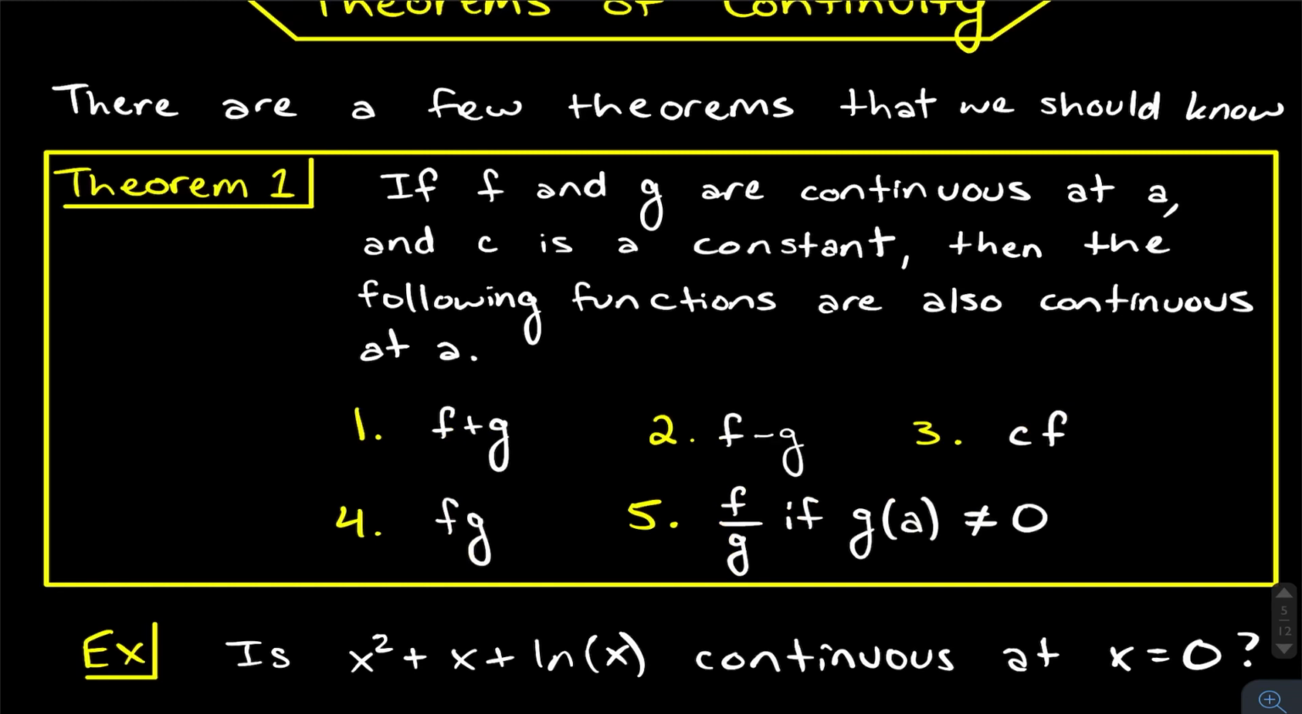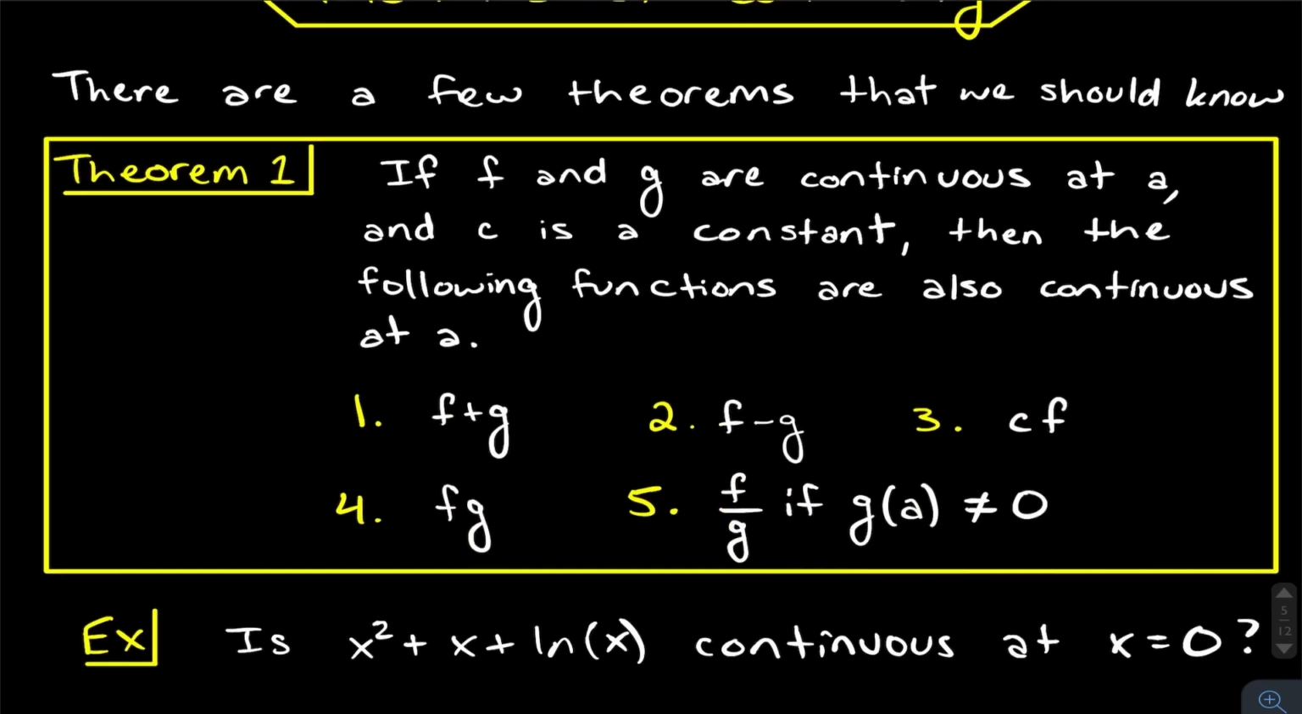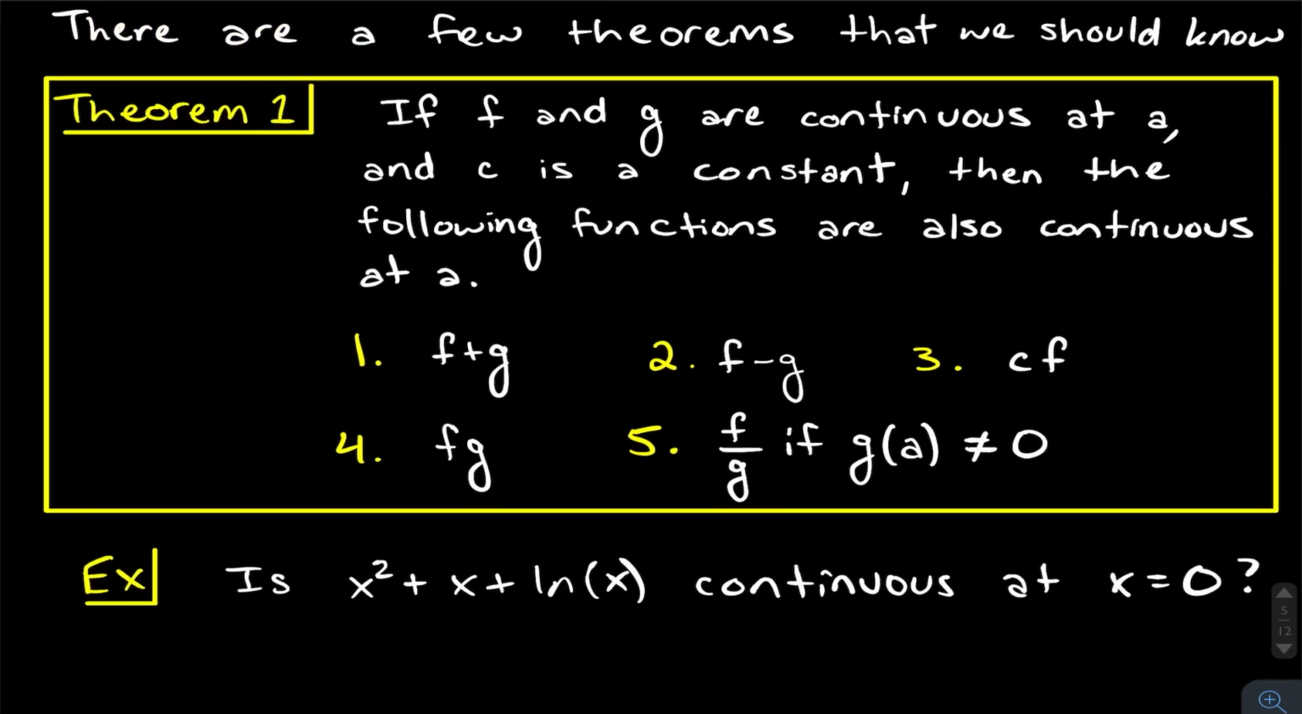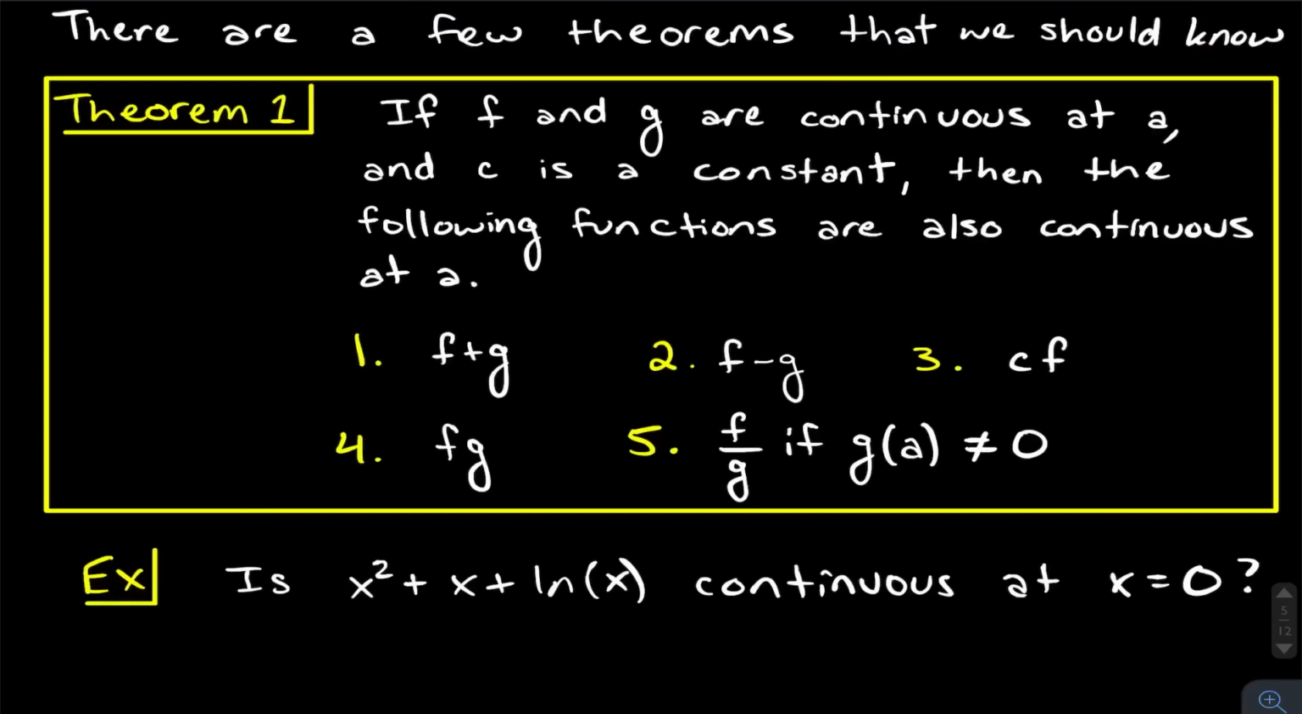Okay? So, as an example, is x squared plus x plus natural log of x continuous at x equals 0? Well, let's think about it. This theorem, theorem 1, is telling us that we just have things being added here. We have different functions, and so we can just look at each individual function here. We can look at x squared. Is that continuous? We can look at x. Is that continuous? And so we can piece it up.